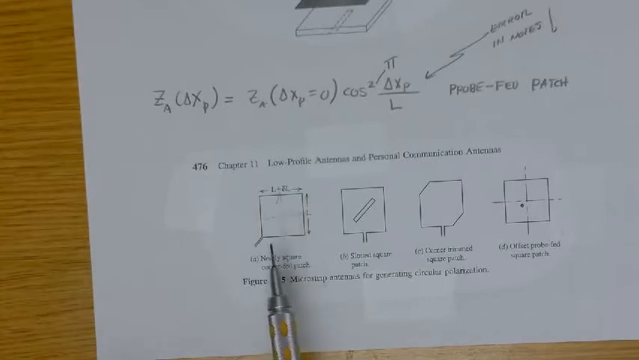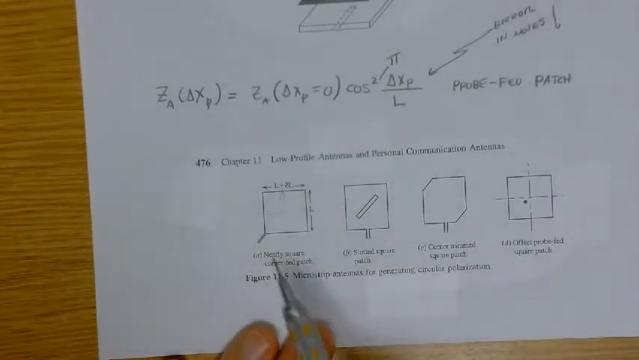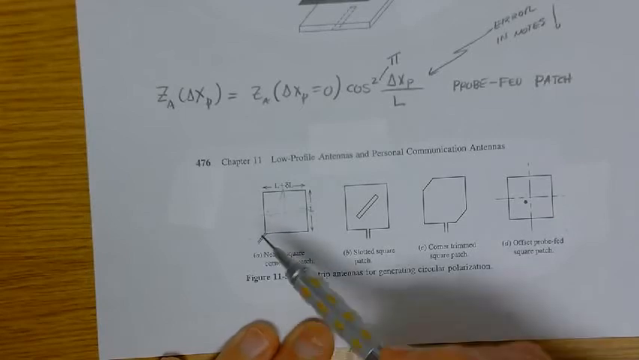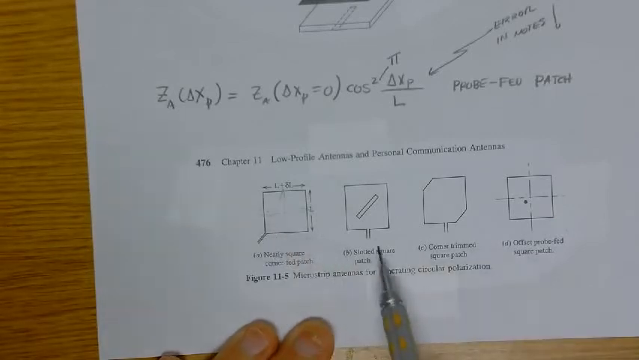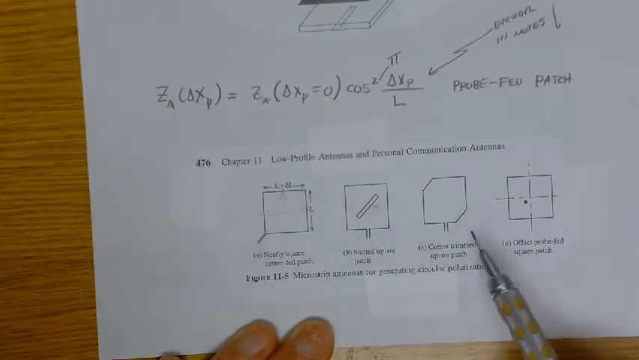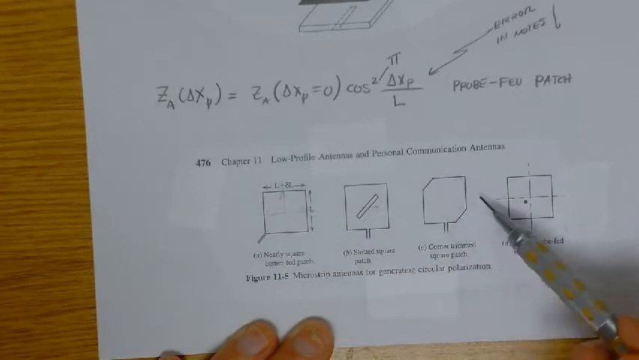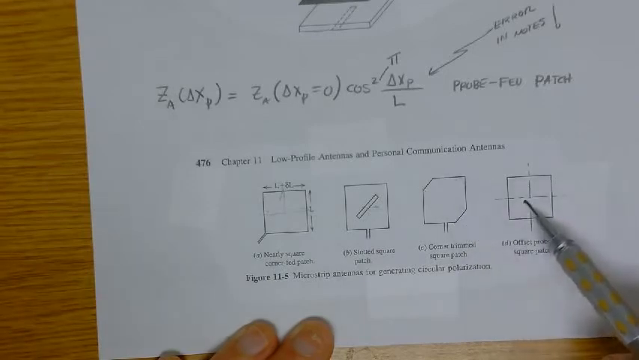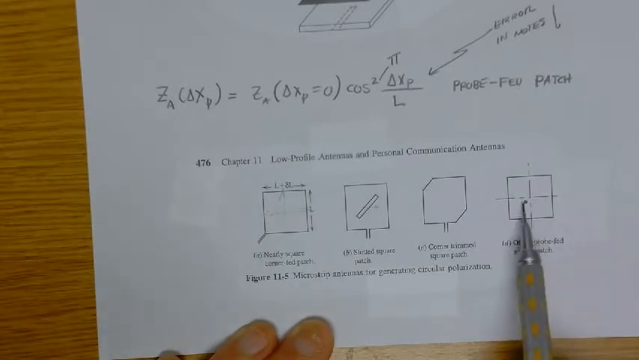So here's some different ways you can feed it at the corner, right? You can feed it here and put a slot in there that interrupts the fields and sends some of them this way and some that way, right? You can slice the edge off, and you can put a shorting. You could have a probe feed that's offset from the center. Right? It'll excite a field this way and this way. Distance between here and here is different than that, and so that's how you get the 90-degree phase shift.